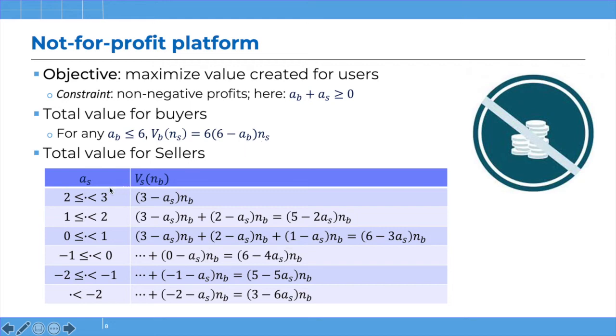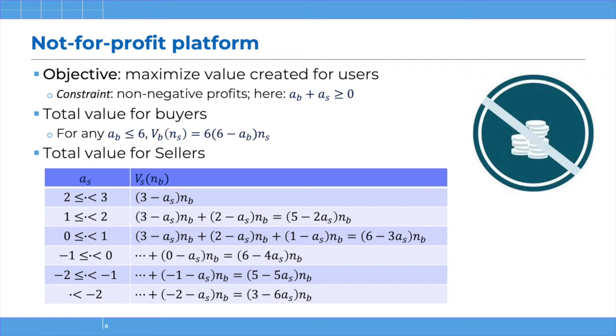Now for the sellers, well, it depends. I mean, the higher the price, the lower the participation. So let's take the first line here. For any price between 2 and 3, only seller 6 participates and makes a surplus. Then if you lower the price below 2, you also have seller 5 that is participating. So if you add up their surpluses, this is what you get: 5 minus 2 times AS times NB, and so on and so forth. So you can check these computations yourself if you want.